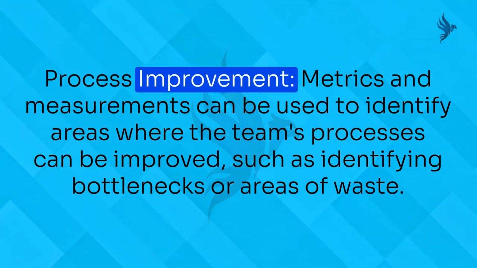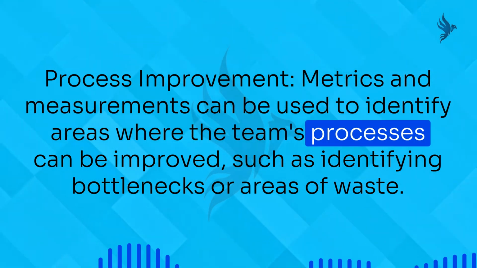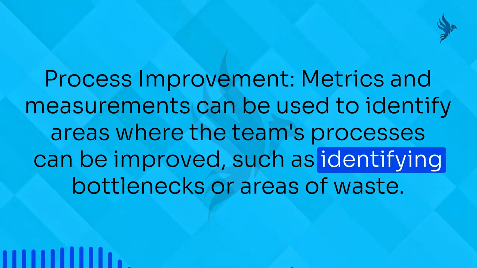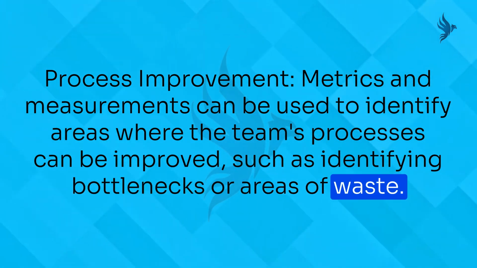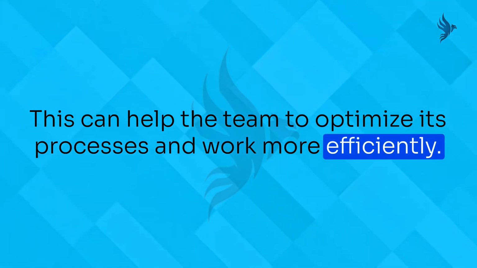2. Process improvement. Metrics and measurements can be used to identify areas where the team's processes can be improved, such as identifying bottlenecks or areas of waste. This can help the team to optimize its processes and work more efficiently.